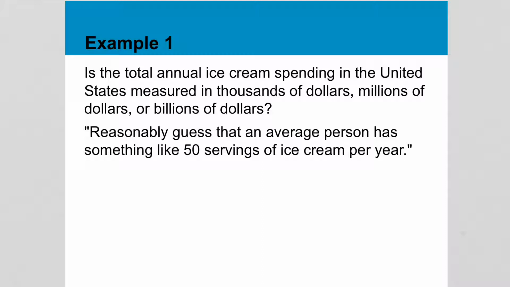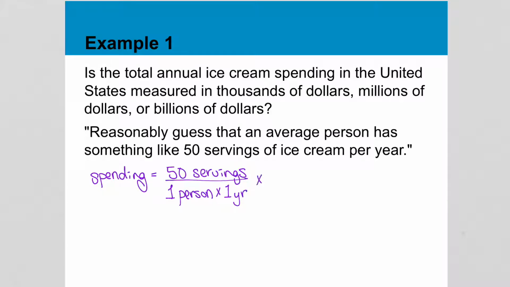Okay. But we're saying that this is an average. So the spending we could figure out by doing a conversion. So we know that we're assuming that there's 50 servings for one person in 1 year. And I don't know, we're going to say it's $1 a serving.